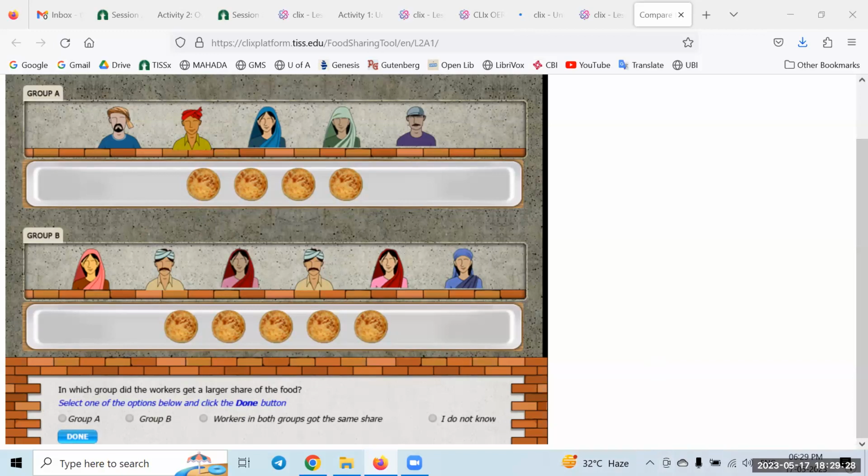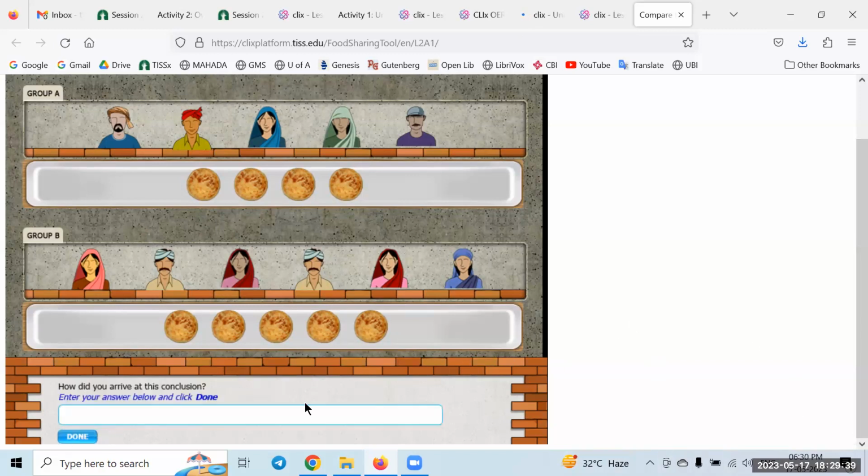Less people and more food. Less people, okay. And more food. Yeah. So let us see how we can justify this. Group A, click. Done. How did you arrive at this conclusion? So write the answer. He says that less people, more food. Okay, less people, more food.